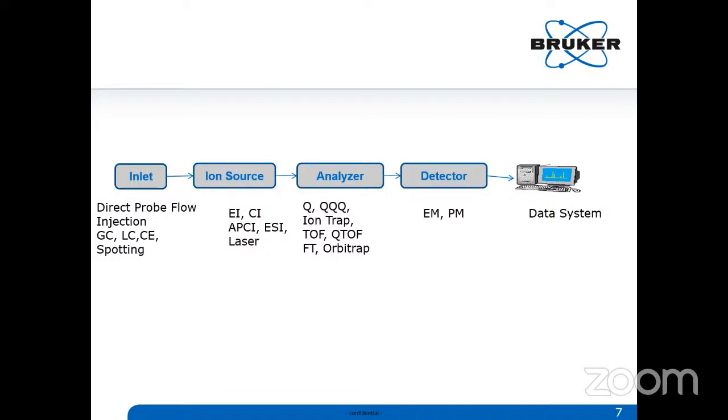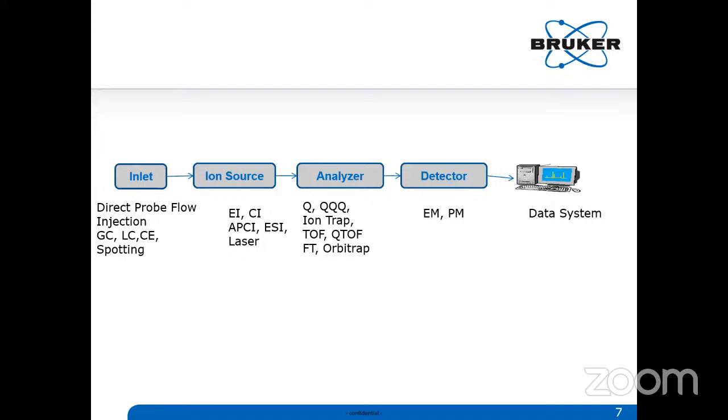In the inlet portion, you will have different options like GC, LC, CE, or otherwise you can directly inject your sample through the inlet. Depending upon your requirement, you will have different inlets. You already discussed HPLC in the afternoon. You will have HPLC, UPLC, GC, capillary electrophoresis, or otherwise you can load the sample directly by injection.